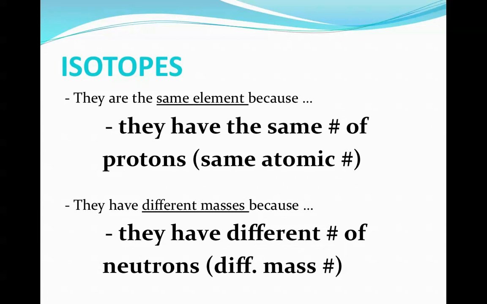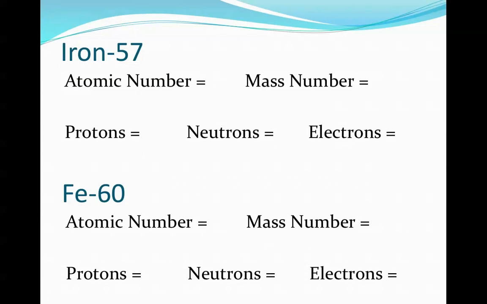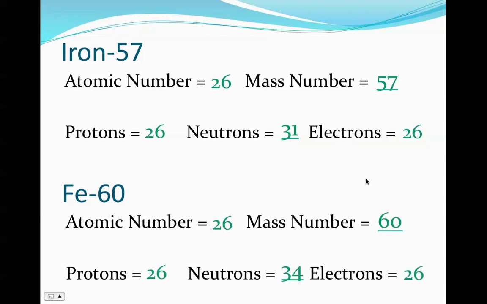So in iron-57 and iron-60, we're going to see for iron-57 an atomic number of 26, a mass number of 57, which gives us the following amounts of subatomic particles. We'll see that our protons match our atomic number and our neutrons are the mass number minus the atomic number. In an isotope of iron, iron-60, we have the same atomic number but a different mass number. And if we look at the subatomic particles, we can see they both have the same amount of protons but a different number of neutrons because of those different mass numbers.